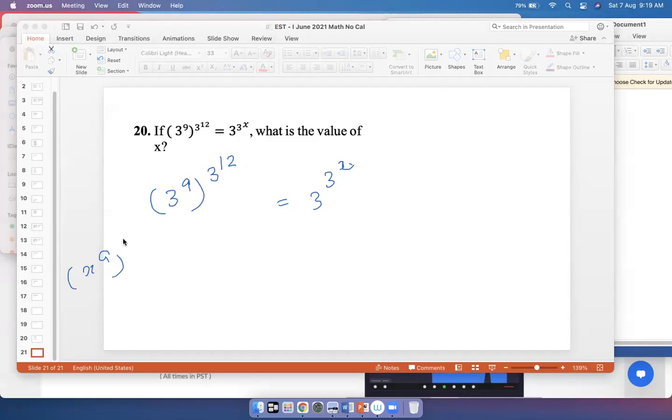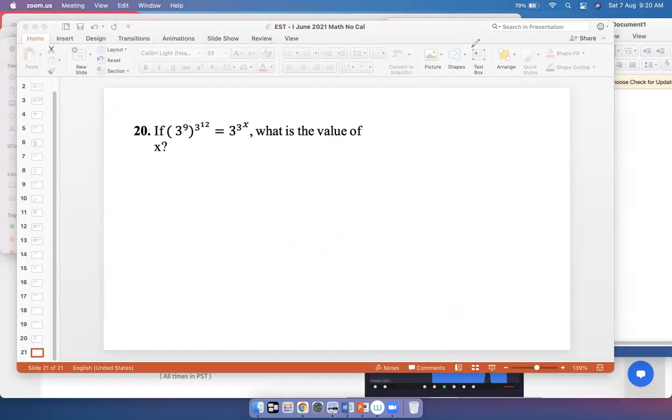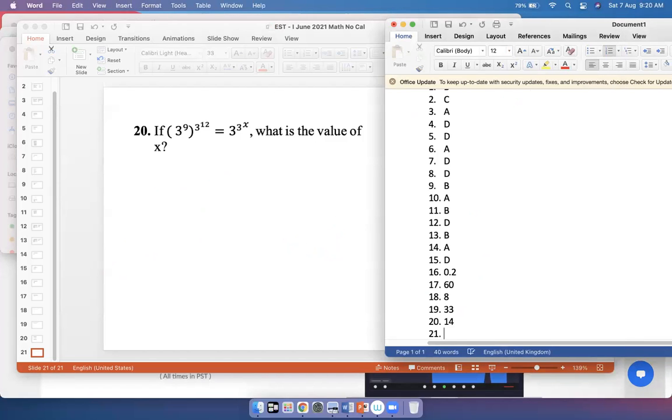So x to the power a, whole to the power b, is x to the power ab. So 3 to the power 9, whole to the power 3 to the power 12, is 3 to the power 9 into 3 to the power 12. So that's 3 to the power 3 square into 3 to the power 12. So that's 3 to the power 3 to the power 14, right? So if 3 to the power 3 to the power 14 is 3 to the power 3 to the power x, then x has to be 14. Okay, so x should be 14.